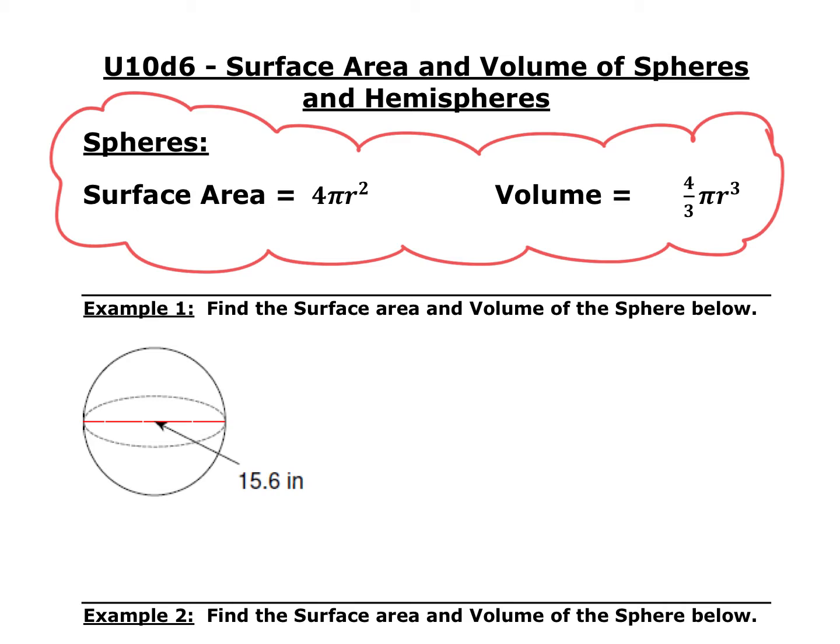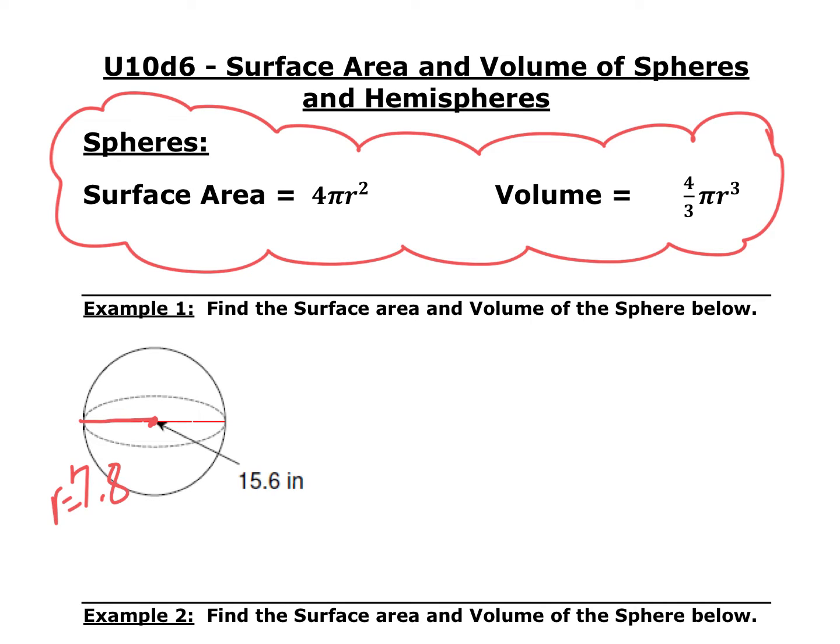All right, so let's find the surface area and volume of the sphere below. We have a diameter of 15.6, and we want to cut it in half to give us our radius, because that's the only measurement that we need. So we need to get out the calculator and divide 15.6 by 2, and we get 7.8. So our radius is just 7.8.